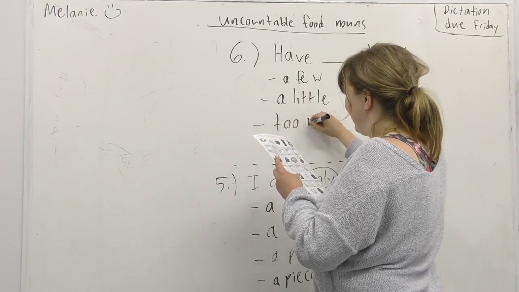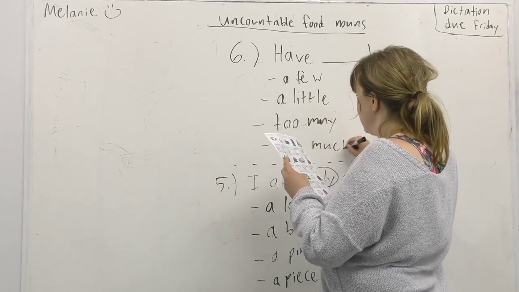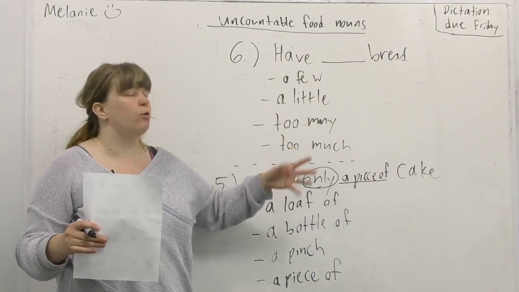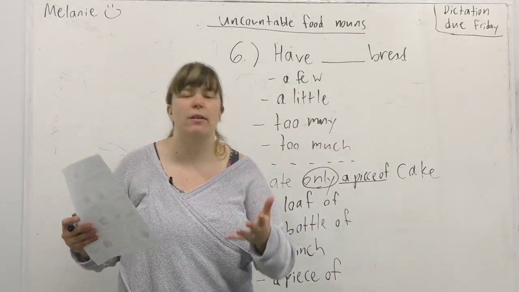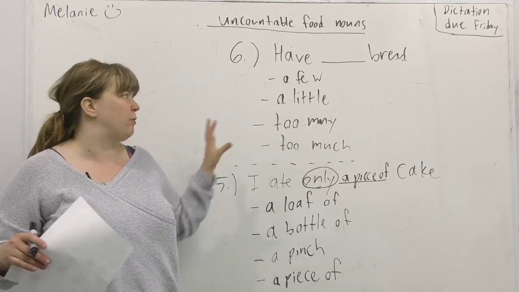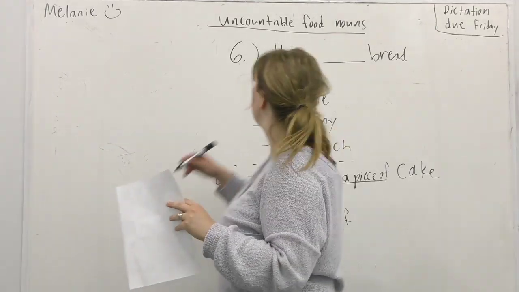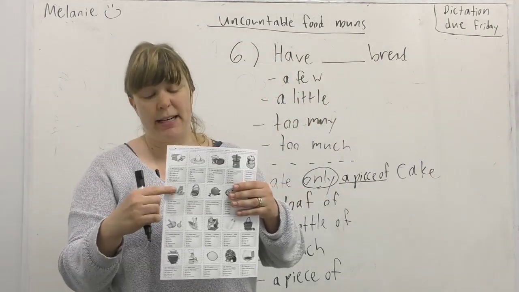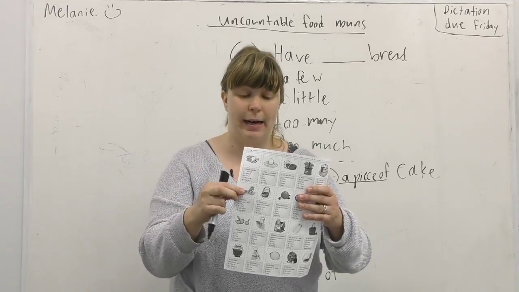Okay, we have a few, a little, too many, or too much. So this is kind of jumping back to before I talked about the jar of, can of soup or can of soda, unfortunately. So we're kind of jumping back to before, but hopefully you guys can make sense of this. So take a look. Here the bread is uncountable. So we're not talking about slices or loaves.